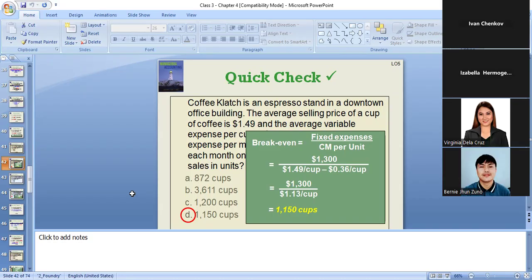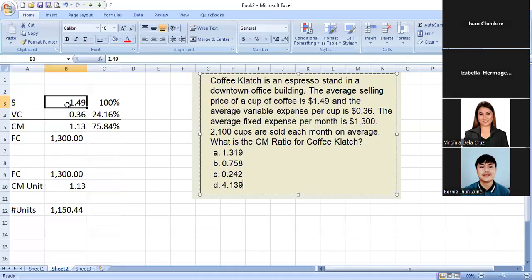So my selling price was different. That's why we're getting a different calculation. But once I change the selling price to 149, the one that is stated in the question, the number of units that we need to sell is 1,150 units, which is exactly the same as the slide shows you.